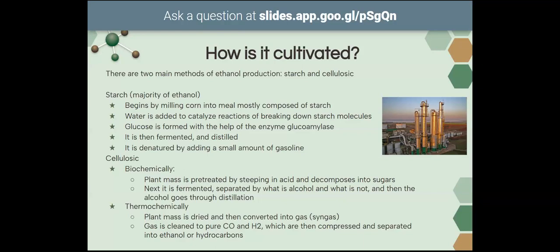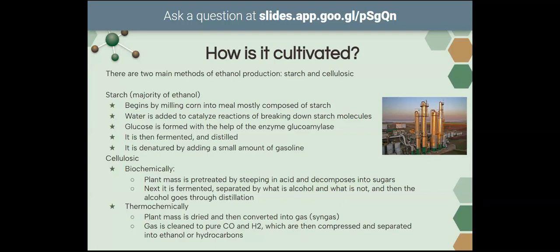There's the biochemical one. Biochemically, the plant mass is pre-treated by steeping in acid and then decomposing that into sugars. Then the plant mass is fermented, separated by what is alcohol and what is not, and then the alcohol goes through distillation.